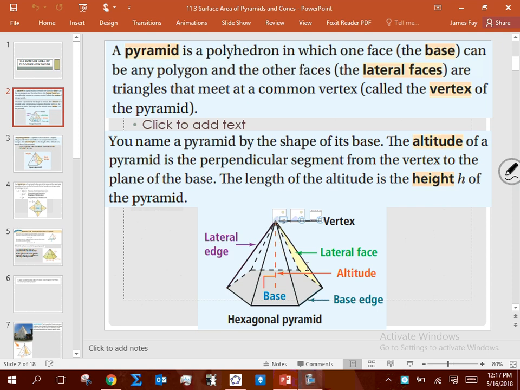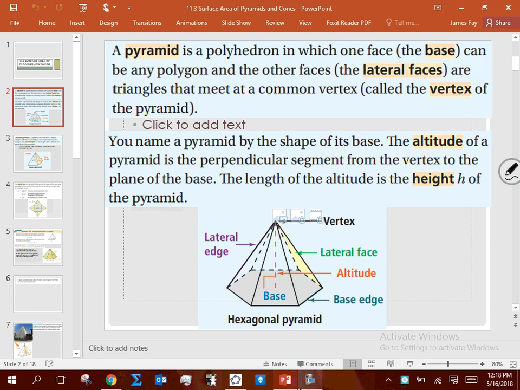We won't use that value directly today. The altitude, or h, of the pyramid, we won't use directly for our formulas, but it is important for us to know so we can find some values for our formulas. Base edges are the edges that a lateral face and a base share. Guys, we're seeing these down here. These edges of the hexagon are called base edges for the pyramid.